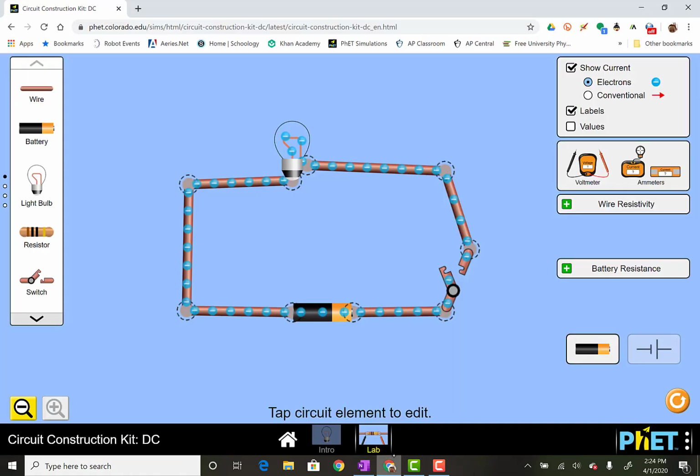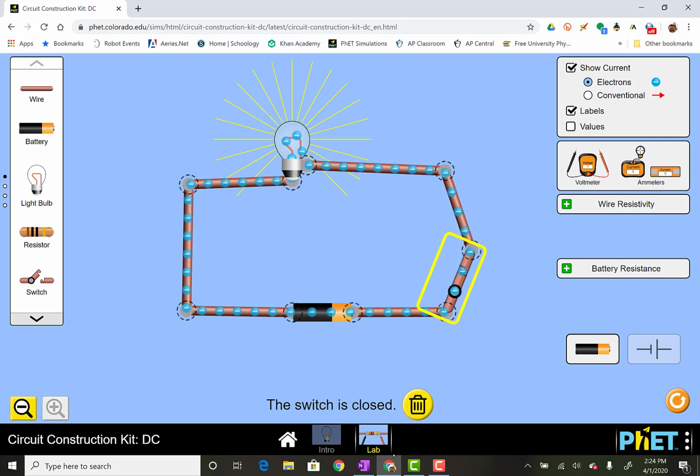So current. Once again, I see my electrons in the wire, but they're not flowing yet. Once they flow, that's what we call current. You can kind of think of it like water flowing in a river. We call that current as well. So current, when we talk about circuits, is the flow of charge.